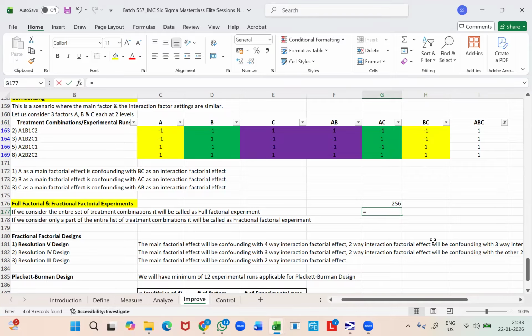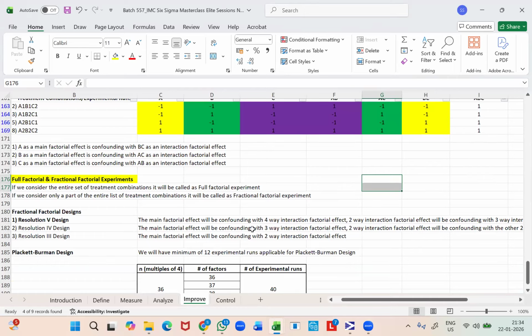And we need to have a minimum of 2 sample data points for each treatment combination. So if you want to conduct a minimum of 2 experiments for each treatment combination, then we need to conduct a staggering 512 experiments in a controlled environment. So is it practically possible? Definitely not. So when we have a higher number of experimental factors or a higher number of levels considered for the experimental factors, we need to perform what is called fractional factorial experiments.